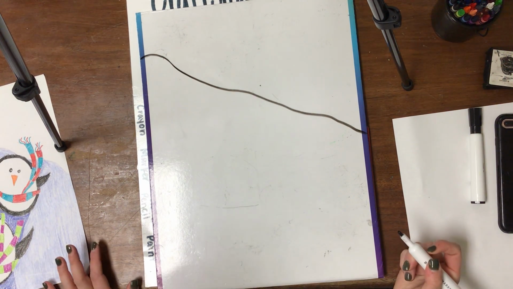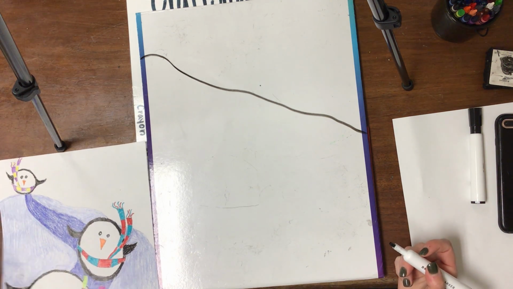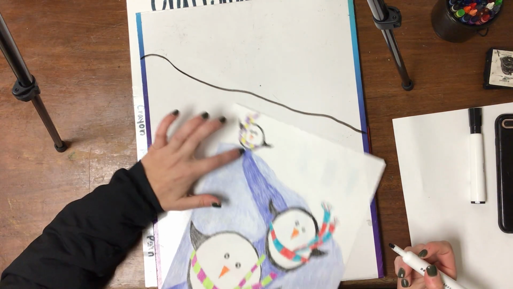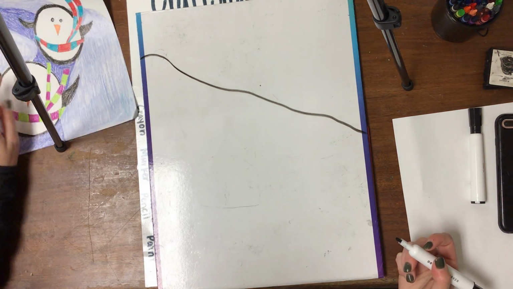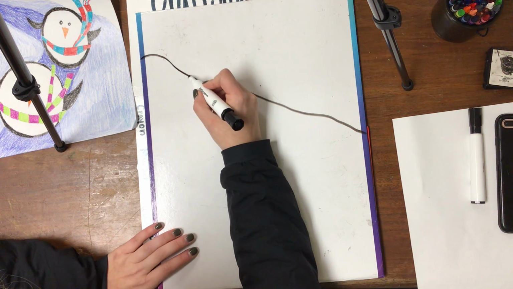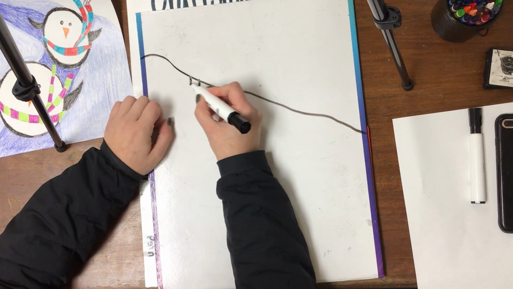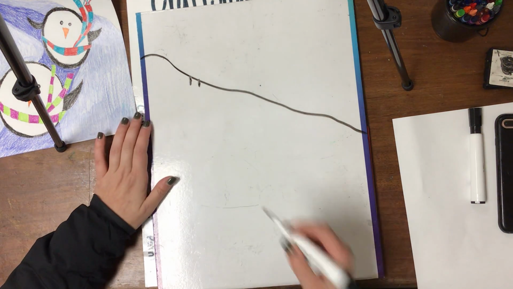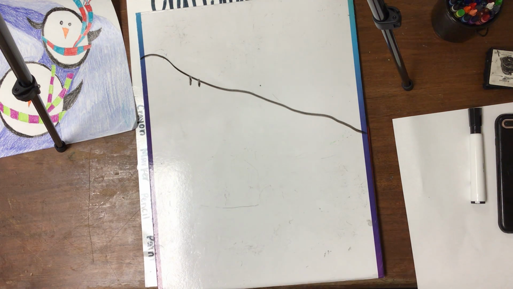Okay, and now we're going to add the path that our penguins are sliding down. Like I said earlier, the path is skinny at the top and wide at the bottom. The way you can do that pretty easily is you can make two little lines for yourself and say, okay, I know that my path is going to be skinny at the top. So this is where my path starts, and it's skinny. I put that on the left side.